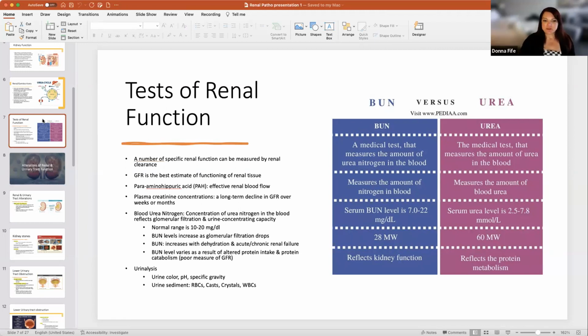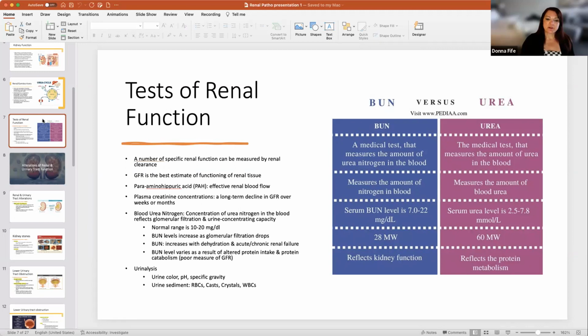Blood urea nitrogen is the concentration of urea nitrogen in the blood, and this reflects glomerular filtration and urine concentrating capacity. Normal range is 10 to 20. BUN levels increase as glomerular filtration drops. BUN increases with dehydration and with acute or chronic renal failure. BUN level also varies as a result of altered protein intake and protein catabolism, which makes it a poor measure of GFR.